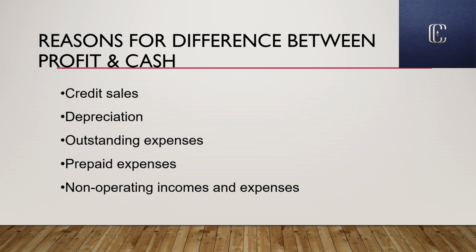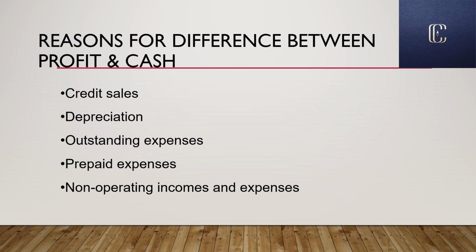The fourth one is prepaid expenses. These are expenses paid in advance. For example, rent paid rupees 20,000 for 3 months in advance. Cash goes out immediately, right? But the expense is recorded slowly. So cash decreases, but profit does not decrease fully now. Difference created.